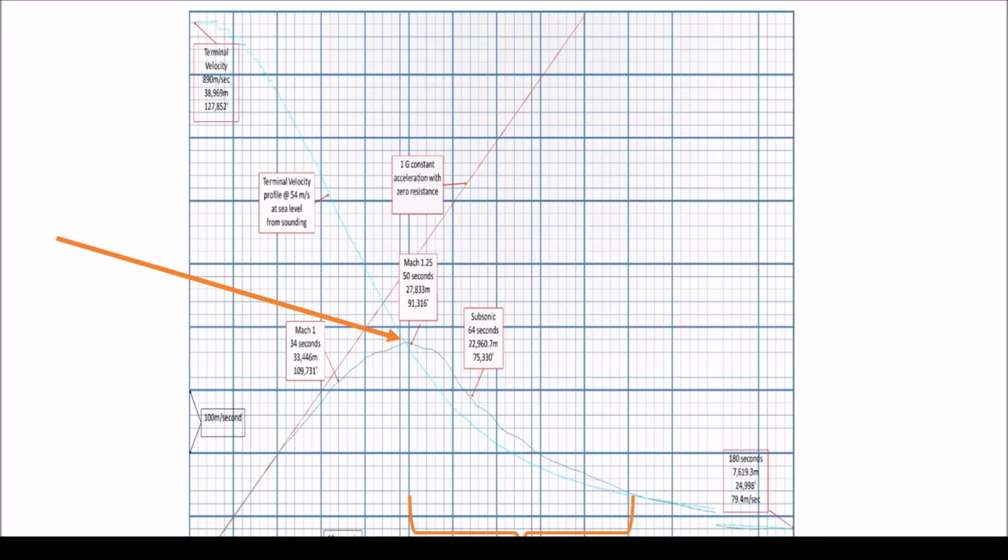In this picture, the orange arrow points to the point where Felix begins moving faster than terminal velocity, and the bracket shows the interval on which he was moving faster than terminal velocity, which is about 50 seconds.